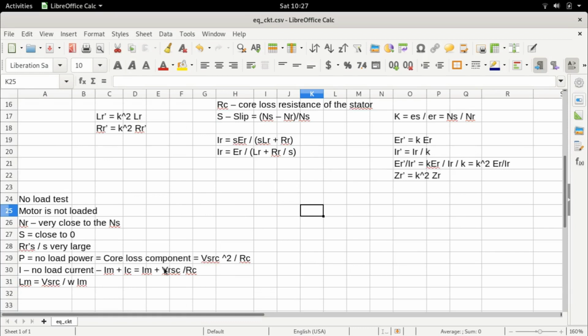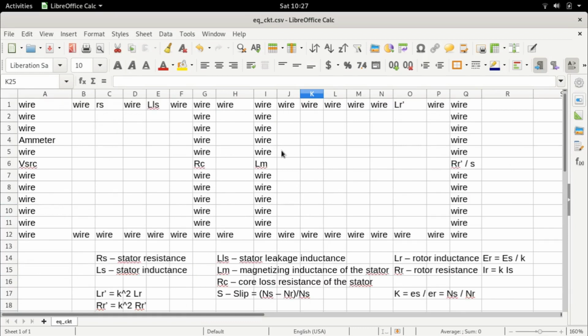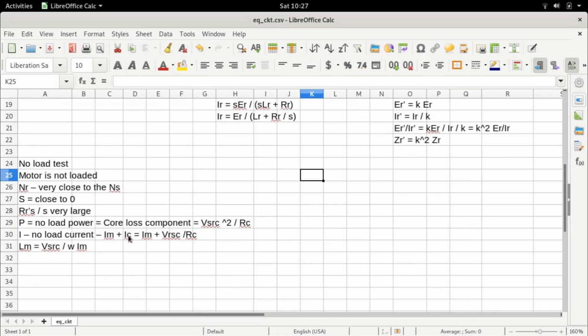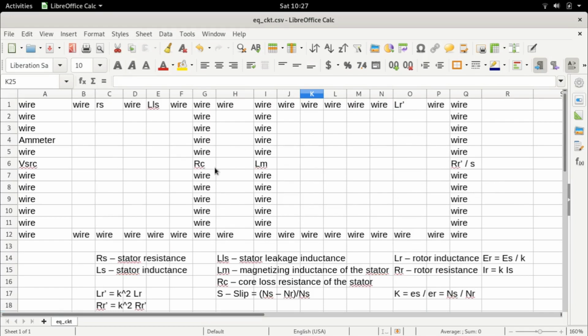And we had specifically stated that using this no load test we can estimate the magnetizing inductance and the core loss component of this equivalent circuit. So there are two parameters which we can estimate using one particular test, that is the no-load test.